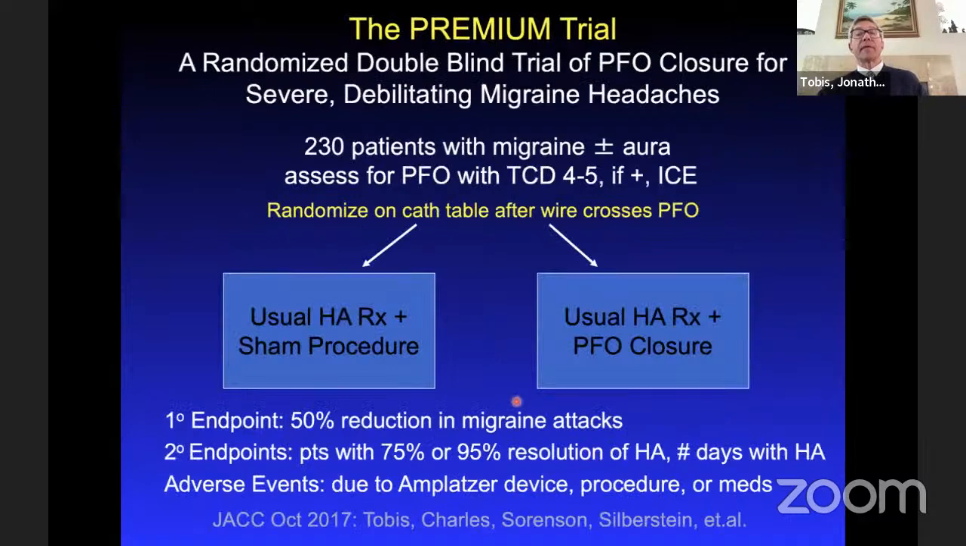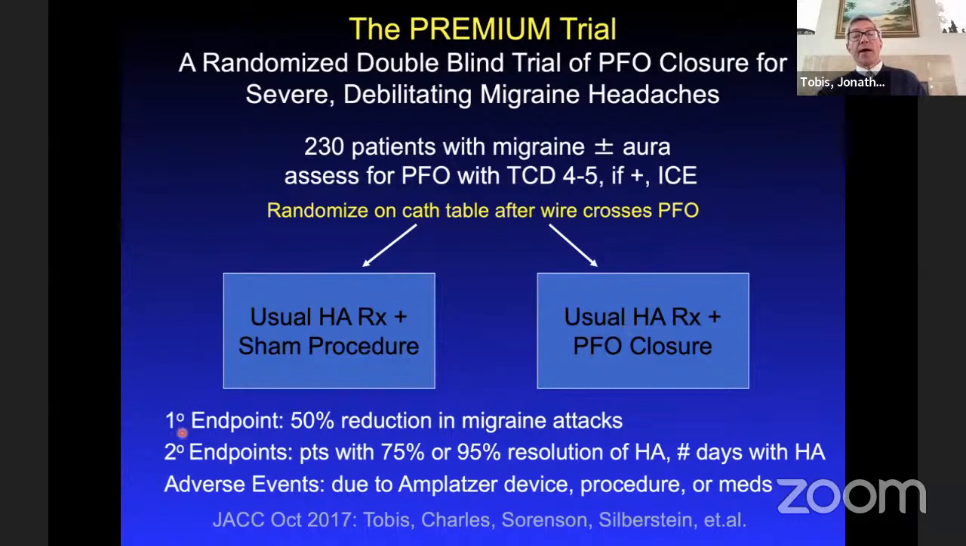So because of that, there have been a couple of migraine clinical trials. This is the PREMIUM trial. I was one of the PIs on this. We randomized 230 patients with migraine with or without aura. They had to have a large shunt, transcranial Doppler 4 or 5. And then they were randomized on the table. So you had to cross the PFO with a guide wire so that we prove that you had a PFO, because there have been other studies where there's false identification, positive or negative for PFOs. Anyway, so it was a sham procedure with medical therapy versus PFO closure with medical therapy.